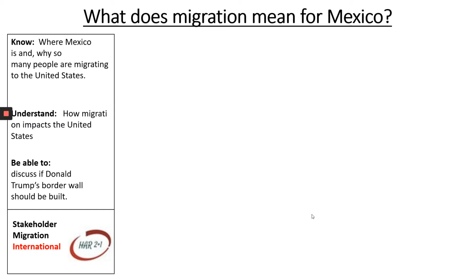So today we're going to be having a little bit of a look at migration. We're going to be looking at it through our case study of Mexico. So that migration from Mexico to the USA and what kind of impacts they have there.